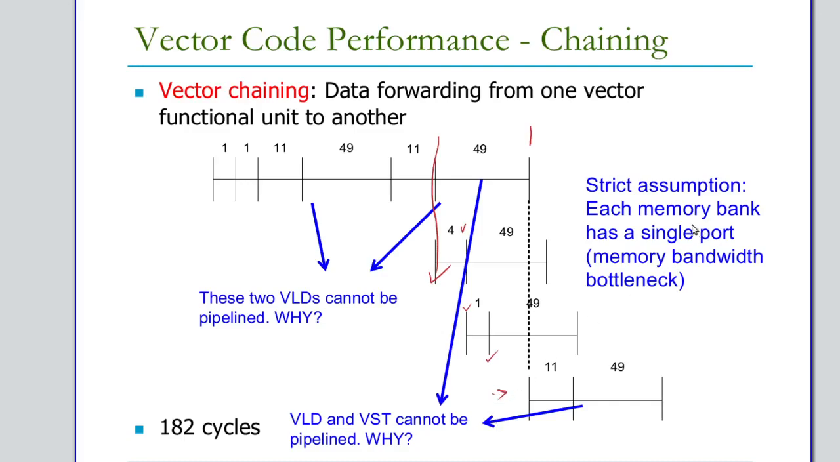Because you have a single port memory. So at one instance of time, either you can read or you can store, meaning any one operation can be performed. So you have to wait till the read operation is completed, and after that you start the store operation. So the total time taken here will be 11, 49, and plus 50, so it is 182 clock cycles.